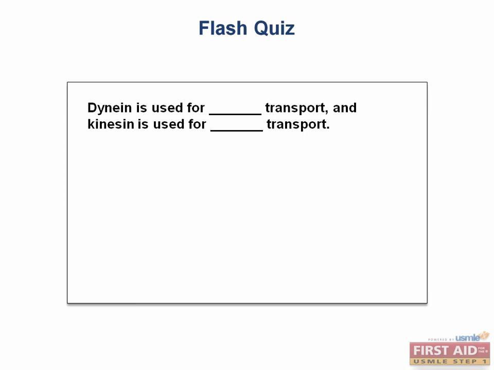Before we move on, let's see if you remember which direction these proteins go. Dynein is used for blank transport, and kinesin is used for blank transport. The options here, by the way, are either anterograde or retrograde. The answer is retrograde, or towards the minus end, for dynein, and anterograde, or towards the positive end, for kinesin.